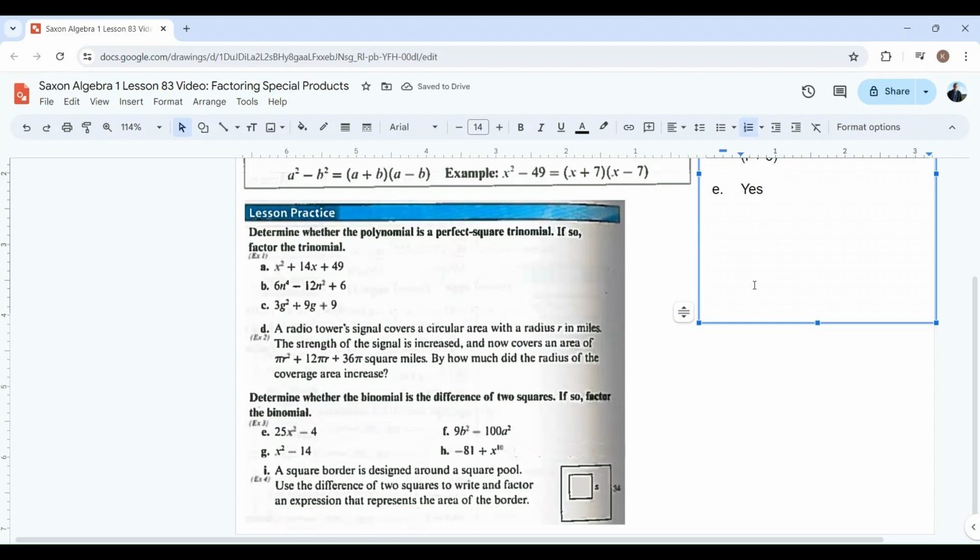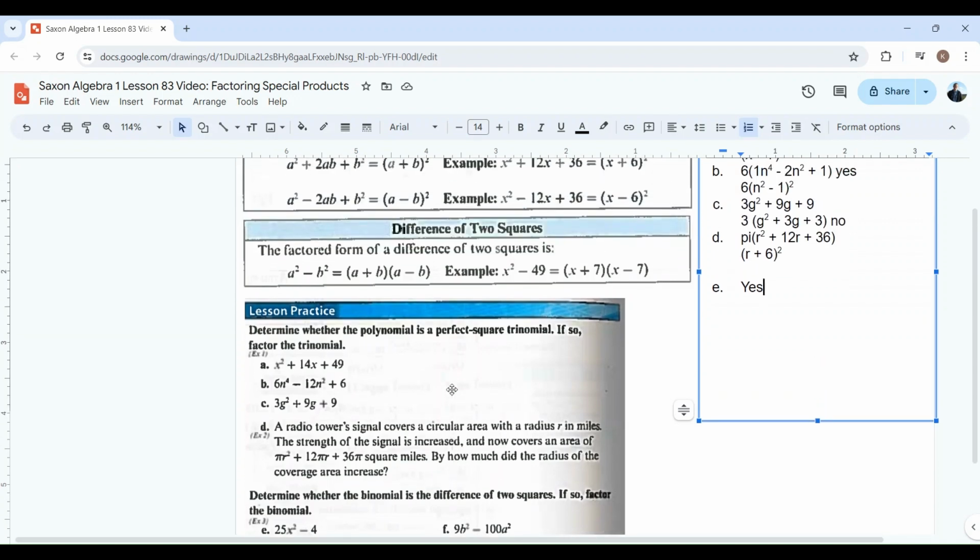Letter E. Determine whether the binomial is a difference of two squares. Now you can notice I just jumped to writing yes for this one because it's super obvious. Is the first number a perfect square? 5x squared is 25x squared. Yes. Is the second number a perfect square? 4 is a perfect square. It's really easy to identify difference of two squares problems because there is no middle term. We're just looking at the first term, looking for the last term. If it is, we need to factor it according to a special product.